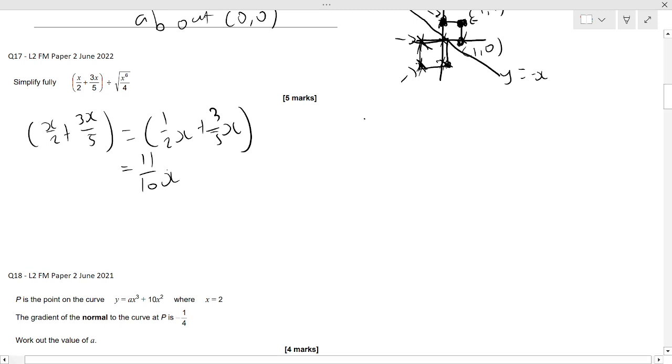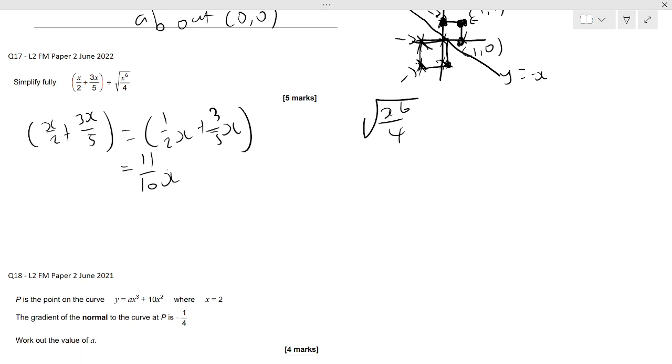I'm going to do it over here. So then root x to the 6 over 4, that's what we've got. Okay, well, notice we can use index laws. The first one is that we can split the square root to both the top and the bottom separately. So it's going to be root x to the 6 over root 4. That is the normal GCSE third law, okay? That shouldn't be too unsurprising.